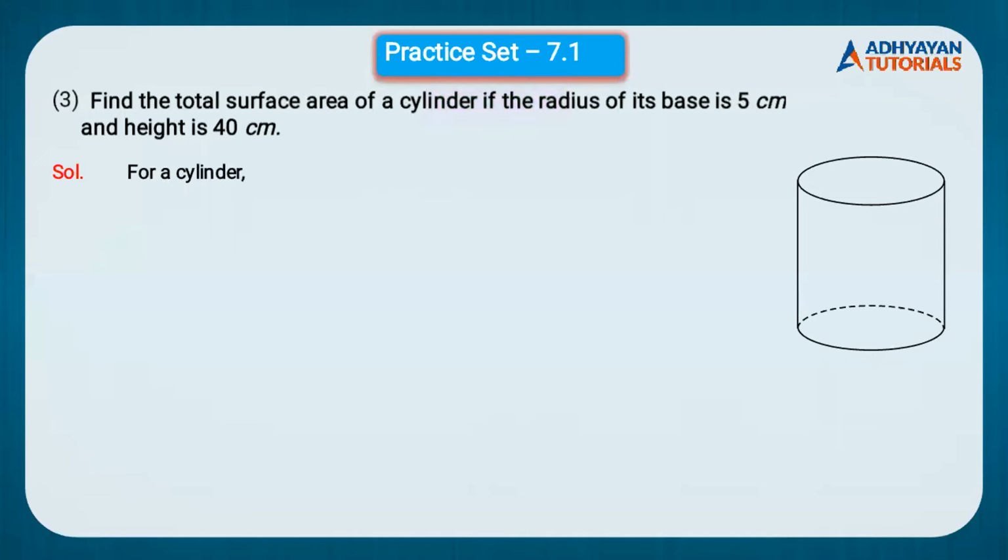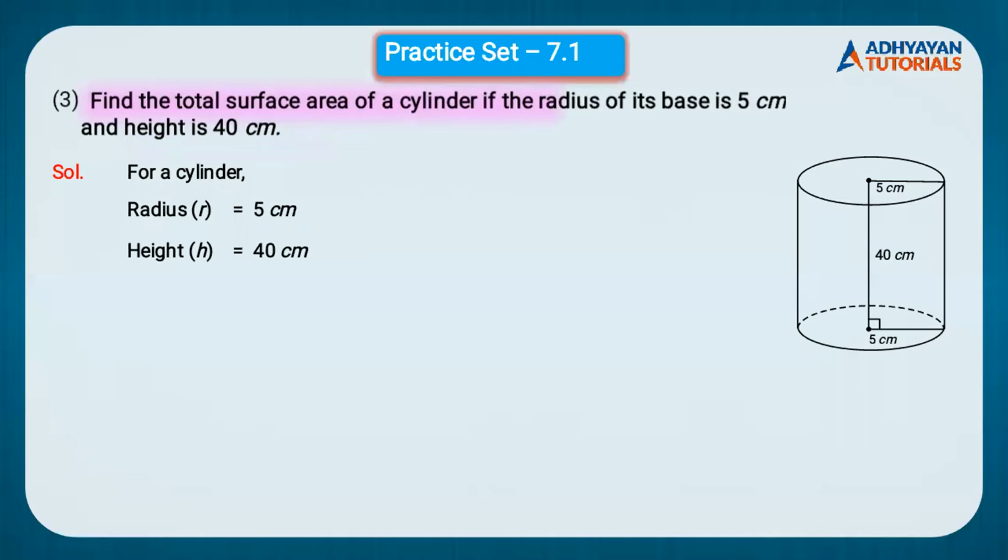For a cylinder, how much is the radius given? Yes, radius is given 5 centimeter. So we'll write down the radius r is equal to 5 centimeter. What more information is given? Yes, we can clearly see in the question, height is given 40 centimeter. So h, height, is 40 centimeter. And what are we supposed to find? Total surface area of the cylinder.